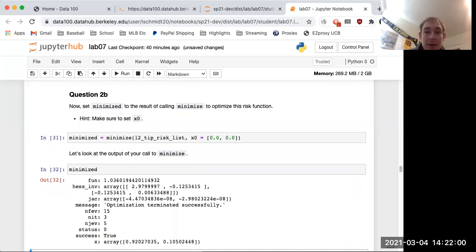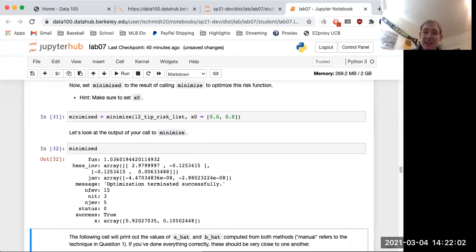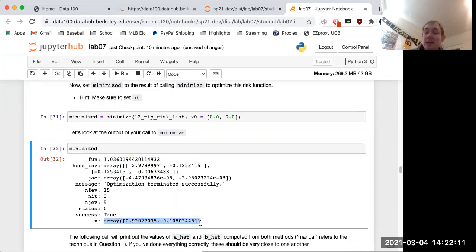And let's go ahead and look at the output. We can see that the minimum loss is about 1.036. And here is the X value that minimizes this loss. It's not really X here, because remember, when we're talking about our model, X is the data.